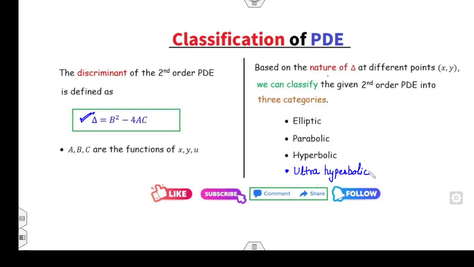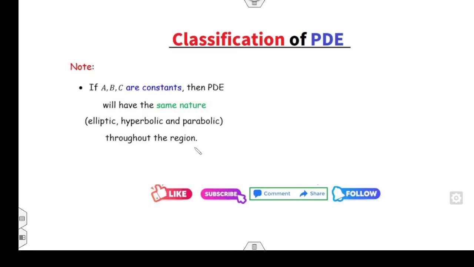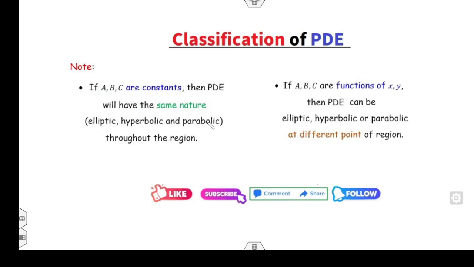Now, if the coefficients a, b and c are constants, then whatsoever the nature of the partial differential equation, elliptical, hyperbolic or parabolic, it must be of the same nature everywhere. On the other hand, if any one of them depends on the independent variables x and y, then the partial differential equation is classified into different regions as different types.